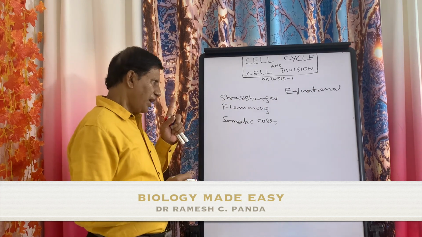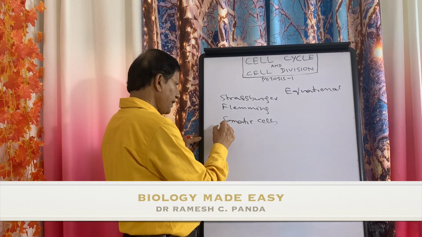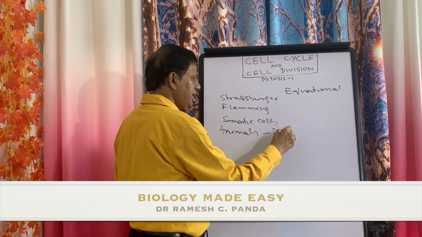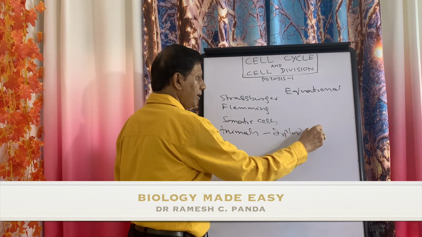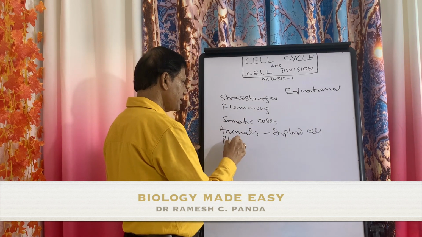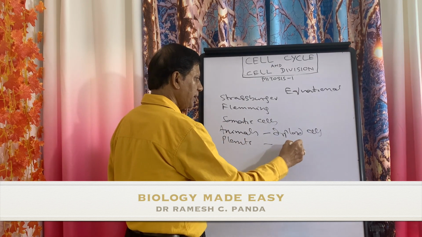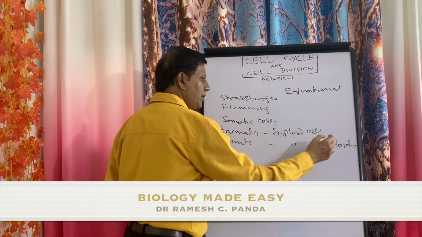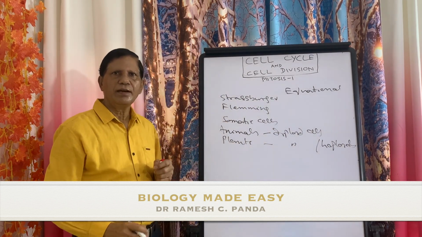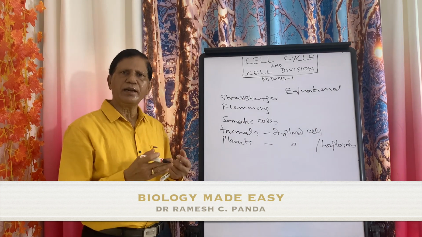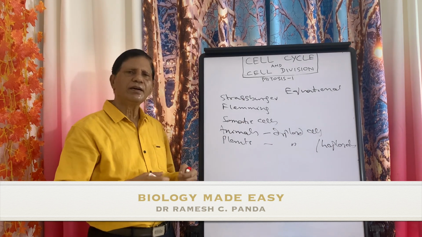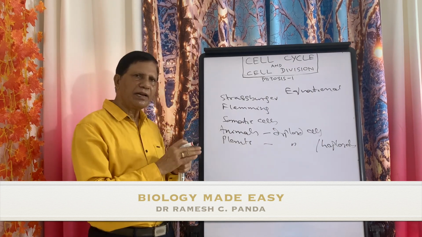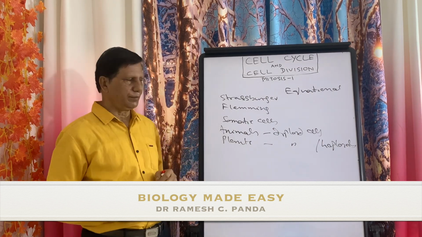Next thing, in case of animals, it always takes place in diploid cells, while in case of plants, it takes place both in diploid cells as well as haploid cells, because there are some lower plants like algae and bryophyta and part of pteridophyta where there are gametophytes. So there the mitosis takes place. This is the difference between plant and animal cells where it takes place.